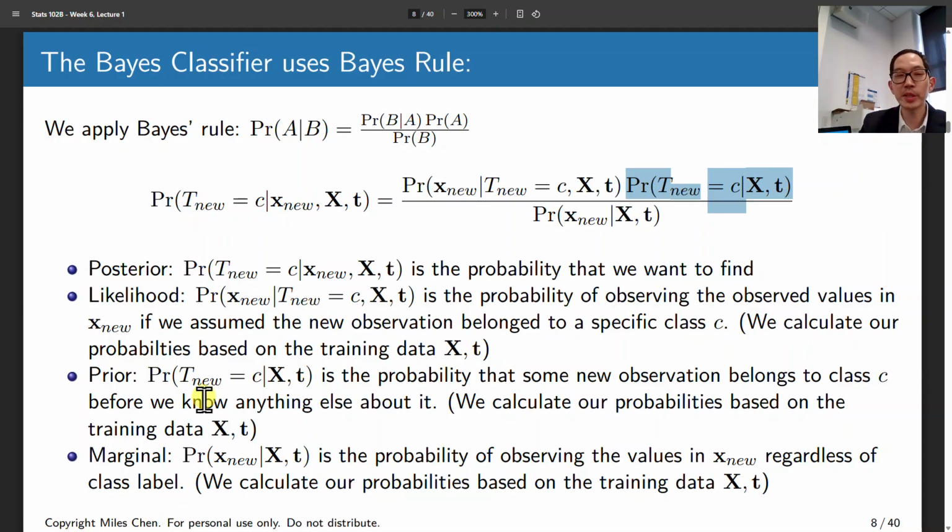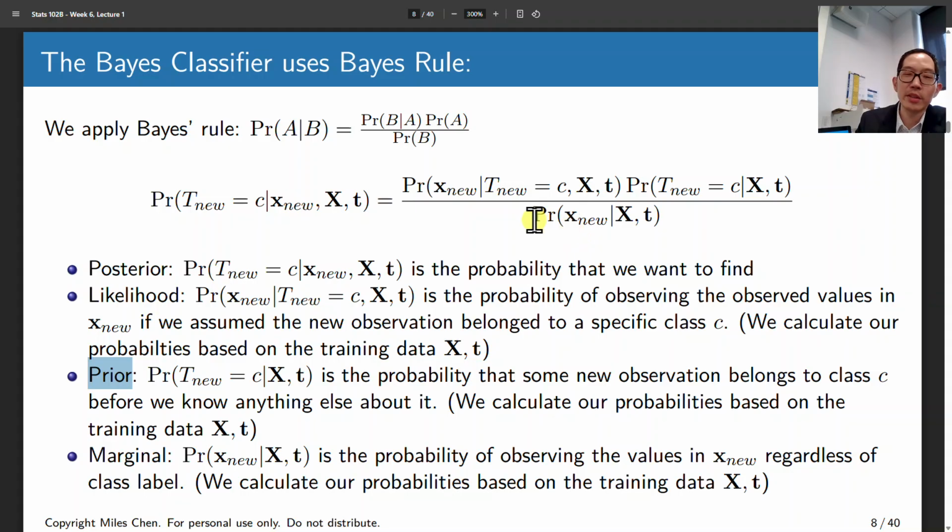Then we also multiply it by our prior probability. It's the probability that some new observation belongs to class C before you know anything else about it. So prior to your data, you might know that some class is more likely than others, and that's going to be your prior.